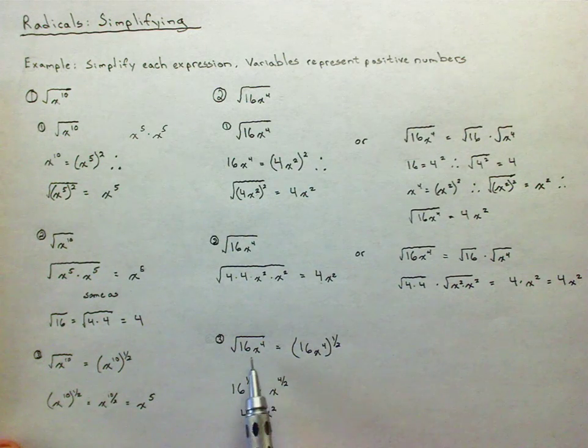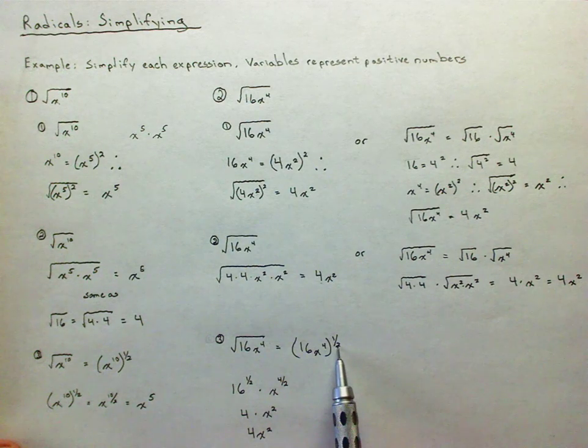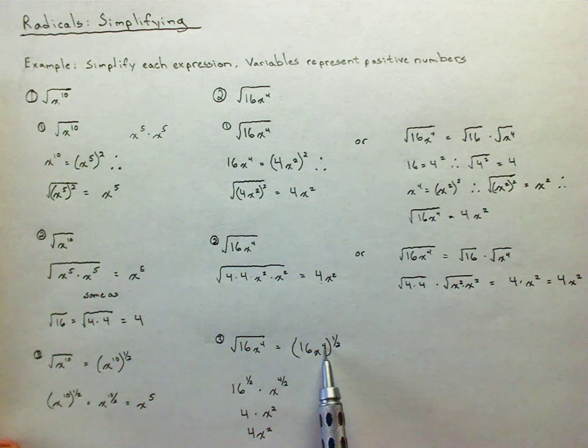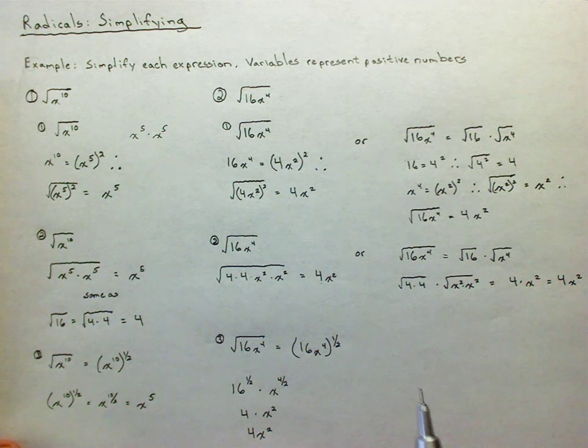Or again, I can view this square root symbol as an exponent. The square root symbol is 1/2. So 16 to the 1/2 power times x to the 4/2 power. Again, I took the 1/2 and put it with the 16, and 1/2 with x to the 4th. That turns into 4 times x squared, which is simply 4x squared.